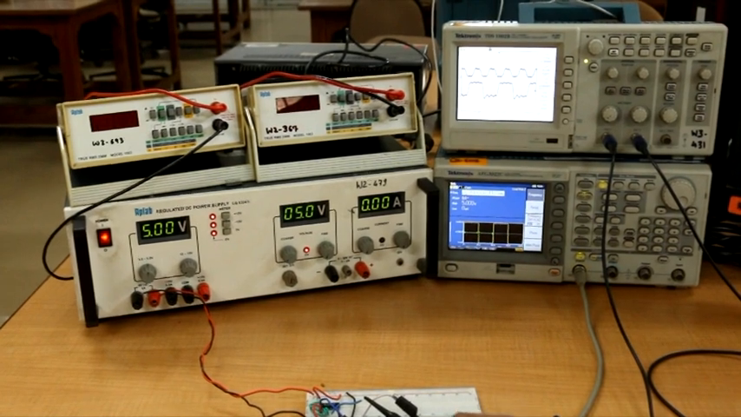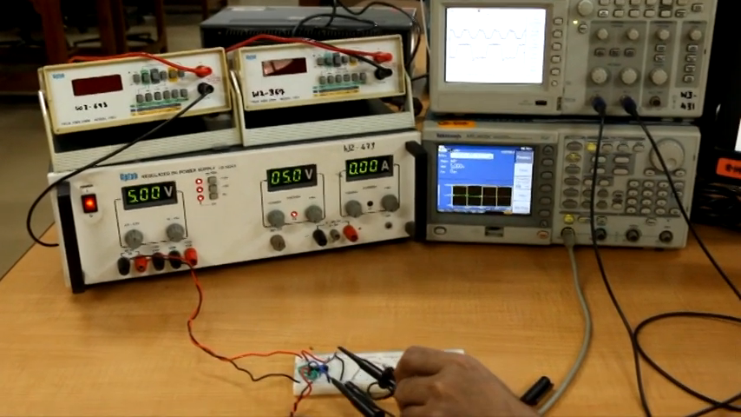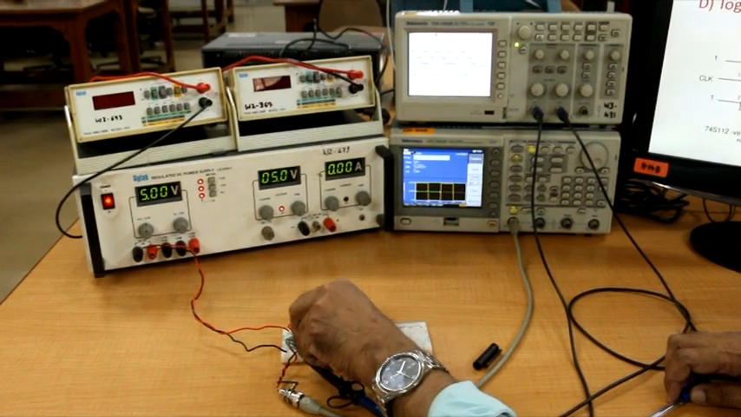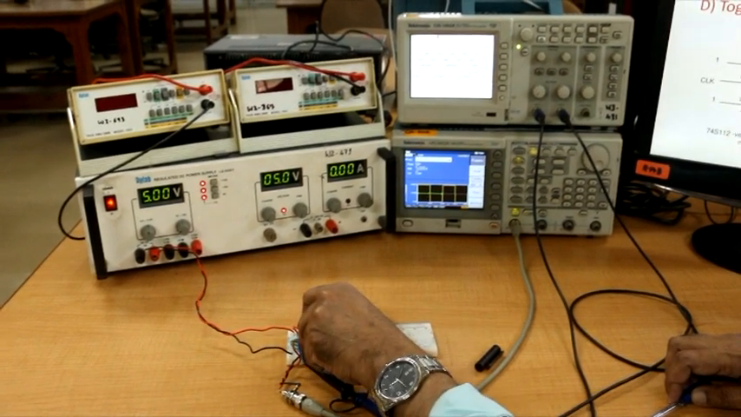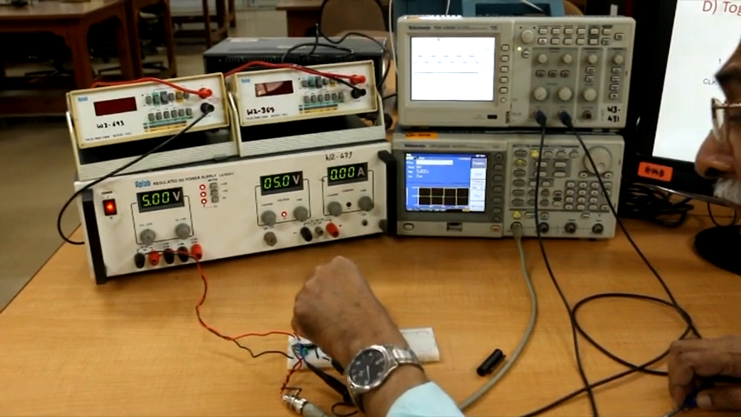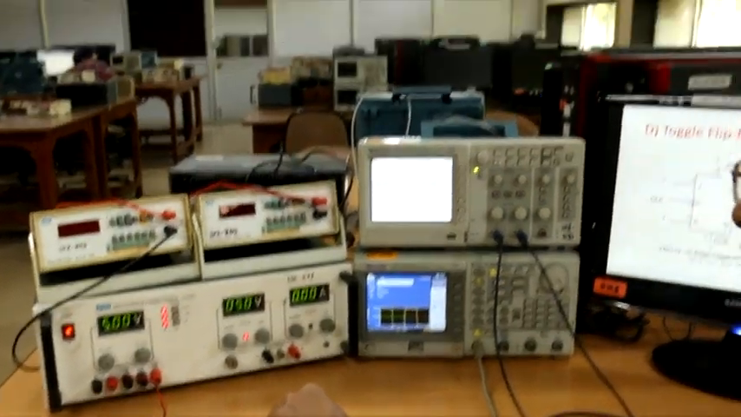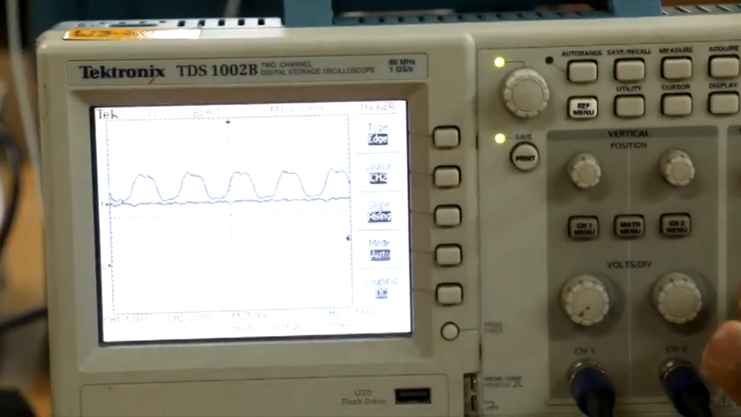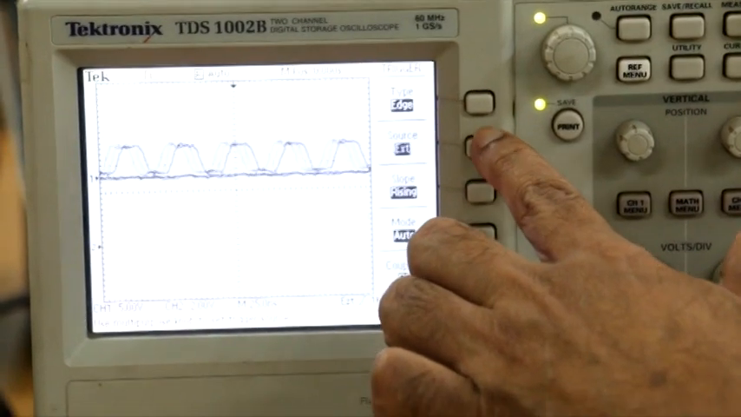Now I want to show you this switching noise. Right now what I am going to do is connect channel 2 to the power supply line. And I will just change the trigger and change it to channel 1.